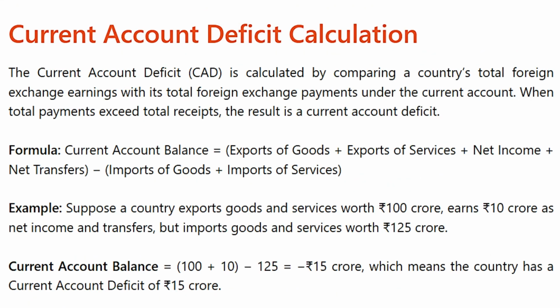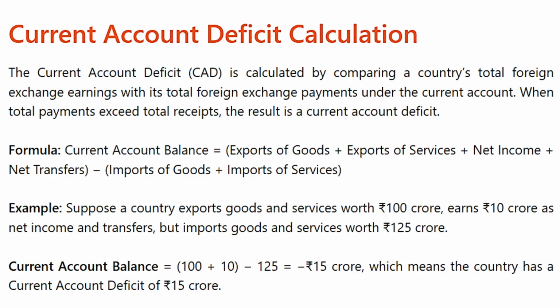Current account deficit calculation. The current account deficit, CAD, is calculated by comparing a country's total foreign exchange earnings with its total foreign exchange payments under the current account. When total payments exceed total receipts, the result is a current account deficit. Formula: current account balance equals exports of goods plus exports of services plus net income plus net transfers, minus imports of goods plus imports of services.